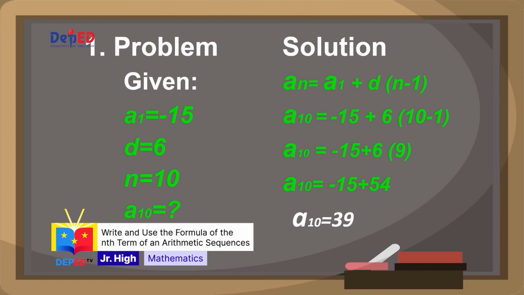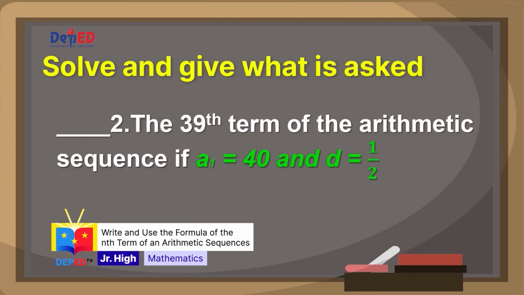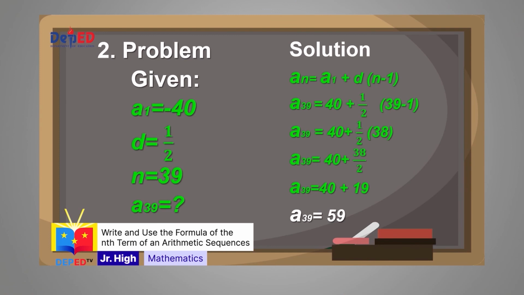The correct answer is 39. Item number 2. The 39th term of the arithmetic sequence, if a sub 1 is equal to 40 and d is equal to 1/2. The correct answer is 59.